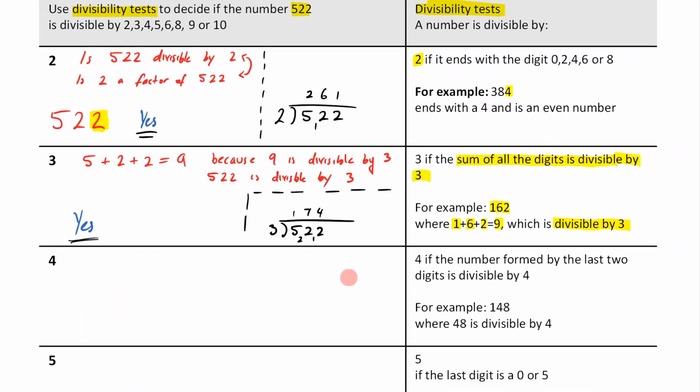Next one. This is going to be the divisibility test for 4. So 4, if the number formed by the last 2 digits is divisible by 4. So for example here, if we have 148, well, here's 48. And because 48 is divisible by 4, that means the entire thing is divisible by 4. So 148 is divisible by 4 because the number formed by the last two digits, 48, is divisible by 4.